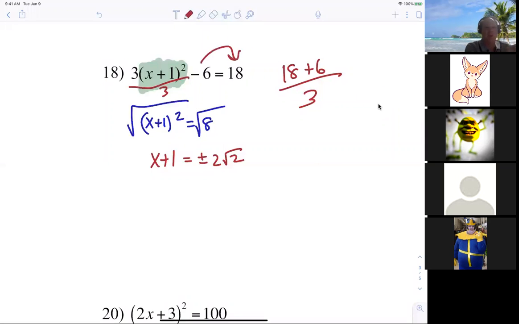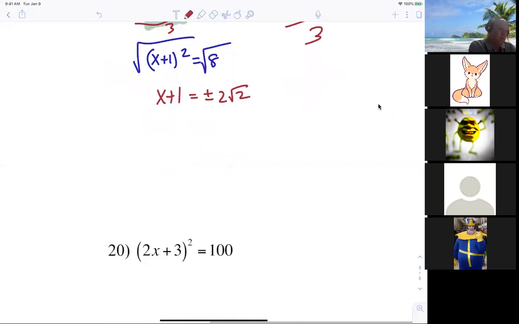All right, and I'm just helping you with your mental math right now because that's what I want you to be able to do, okay? If you have to add 6 and so on, feel free, all right? But I don't want you to do that, okay? So now x equals negative 1 plus or minus 2 radical 2.